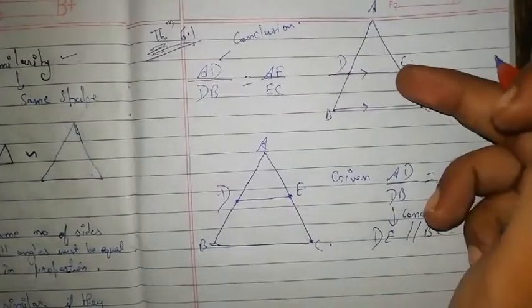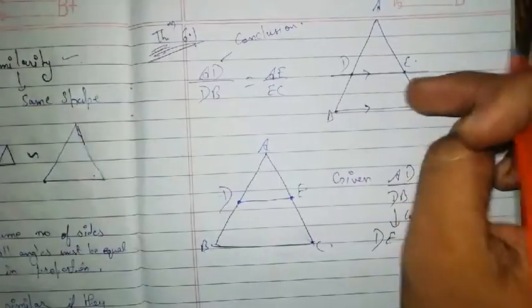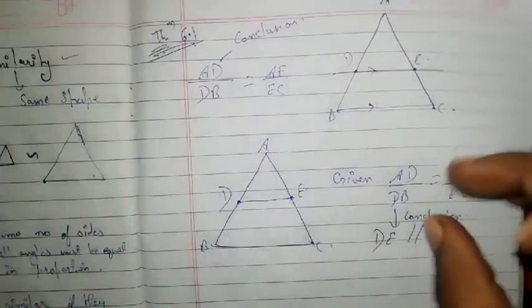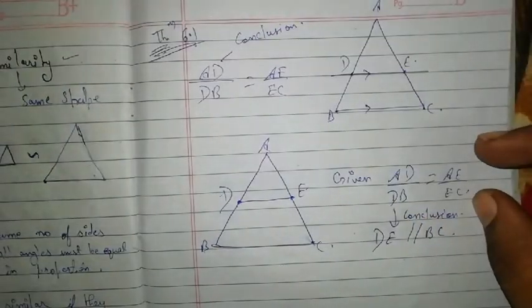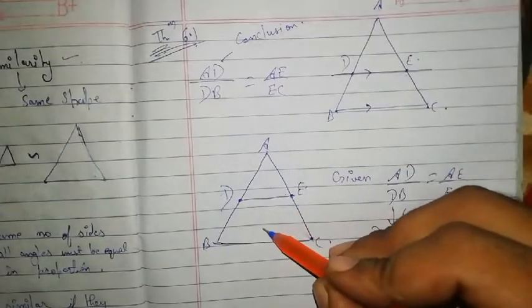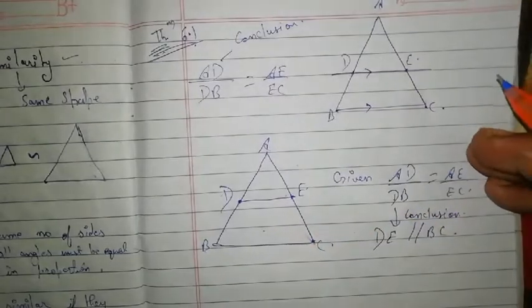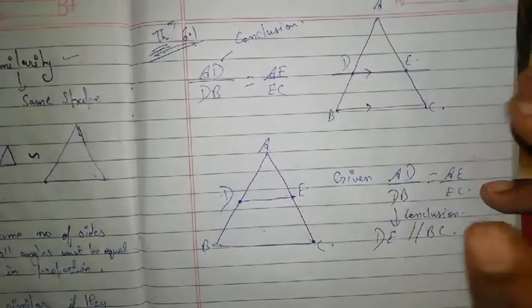If a line is parallel, then it divides the two sides in the same proportion, or we can say that if the sides are in proportion, then the line drawn to the given side of a triangle is parallel. Okay, so DE is parallel to BC.